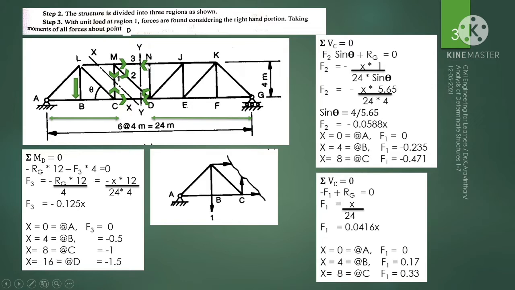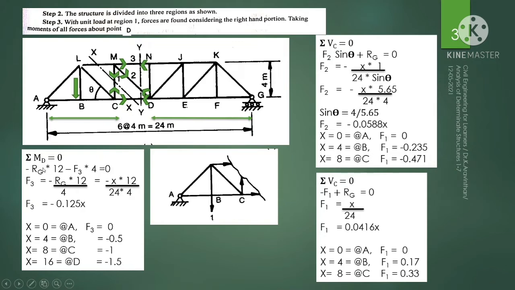When taking moment at D and looking into the right hand section, Rg into the distance up to D is 12 meter. Each and every panel is 4 meter, and Rg into 24 would be anti-clockwise. Hence it is written as Rg into 12. Next you have the F3 member here, and it is also anti-clockwise. F3 into distance 4, so F3 into 4 equal to 0.